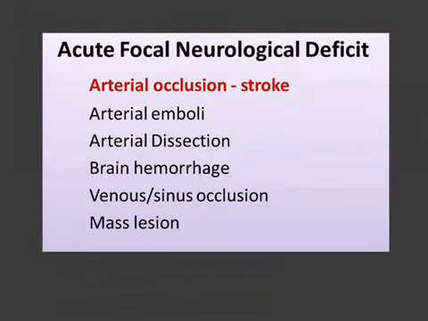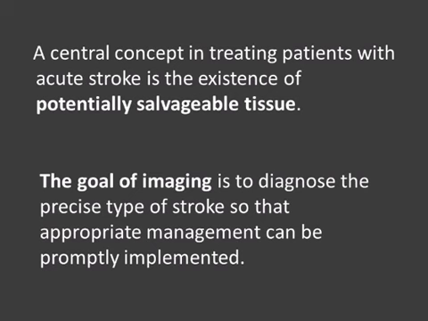Okay. If we start with the first box of acute focal neurological deficit, then certainly the most common emergency and something that you really don't want to miss is acute occlusion of an intra-arterial vessel. So means acute stroke. Central concept in treating patients with acute stroke is the existence of potentially salvageable tissue, which means the goal of imaging is to diagnose the precise type of stroke so that appropriate management can be promptly implemented.